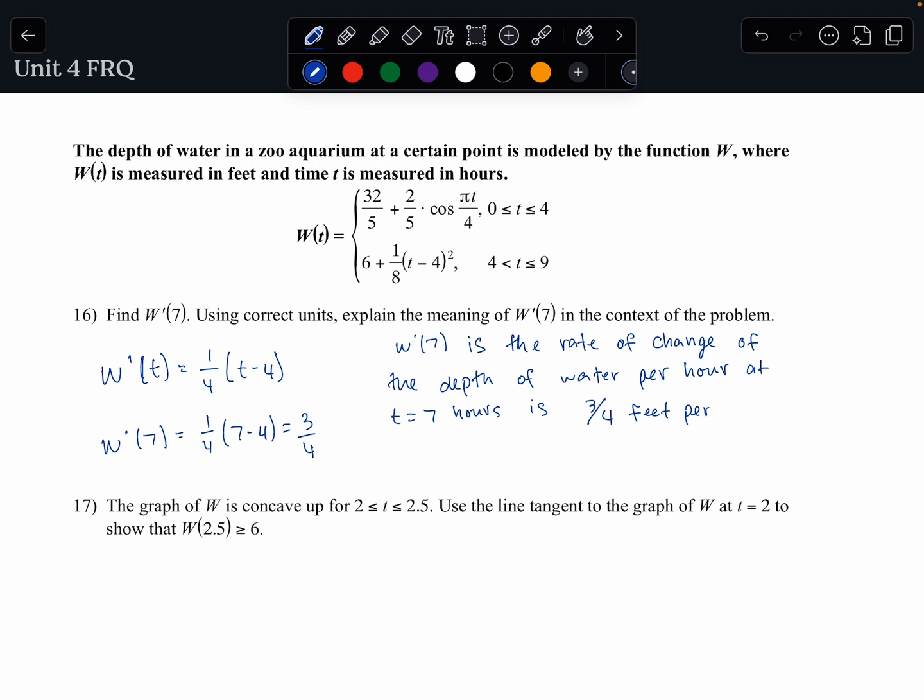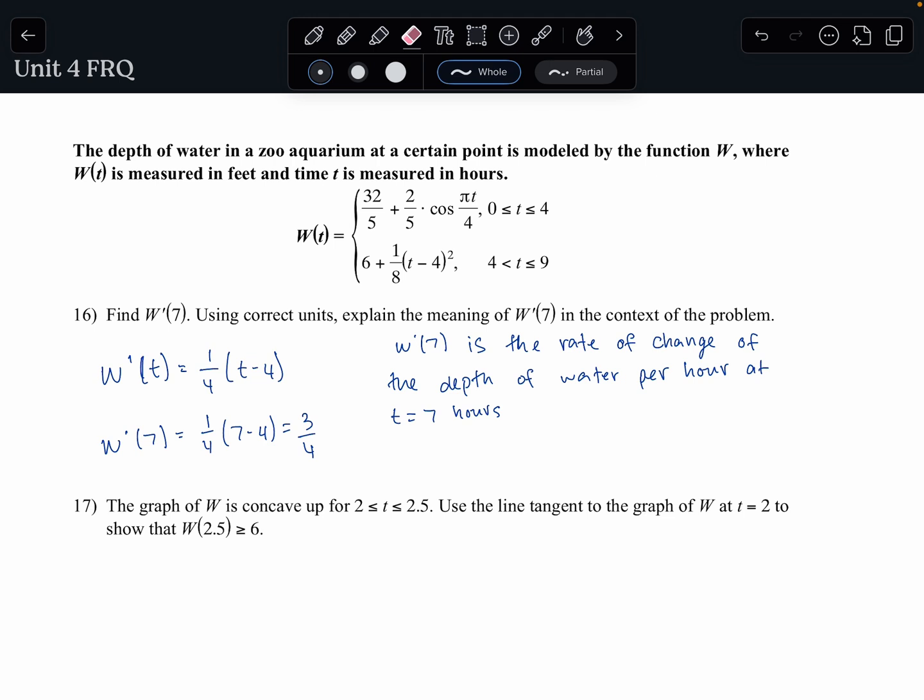Per hour. It doesn't really sound very good. Let's double check this right here. So W prime of 7 is the rate of change of... I guess I don't really need to say this right here. I'll say this. W prime of 7 is the rate of change in feet per hour.